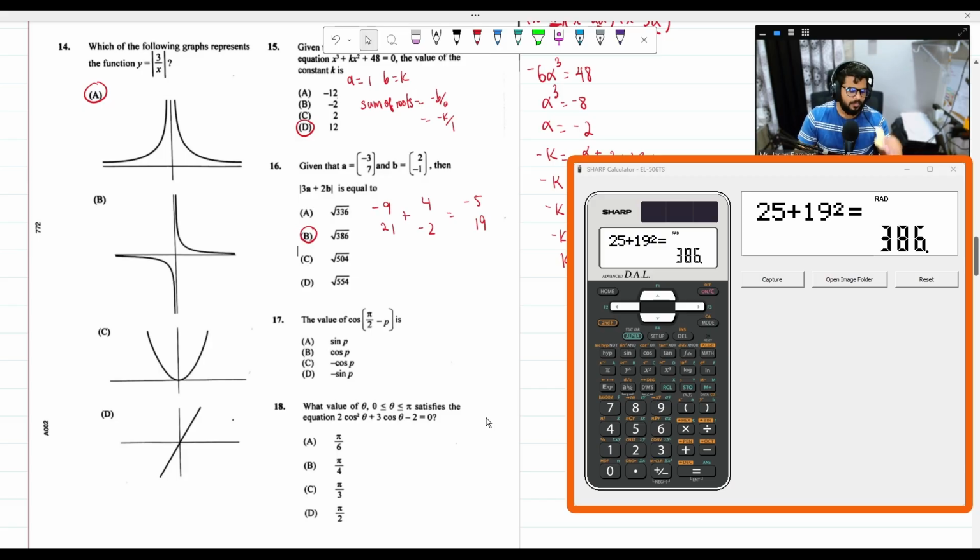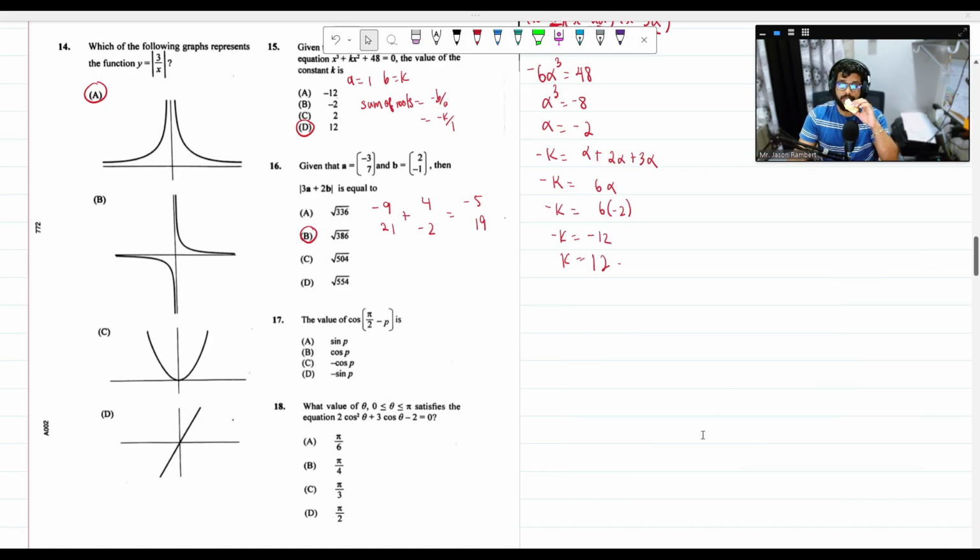Again, we have a compound angle formula that we could use here.